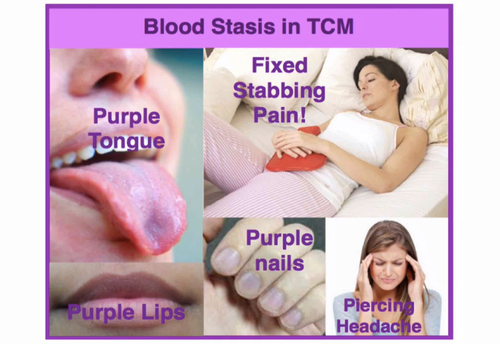So blood stasis is PNP, purple and pain. Blood deficiency is PNP, it's pale and poor. Blood stasis is purple and pain. Okay, so purple and pain. So purple tongue, purple nails, purple lips. And the pain is stabbing, strong, piercing pain that is fixed, meaning it's local.